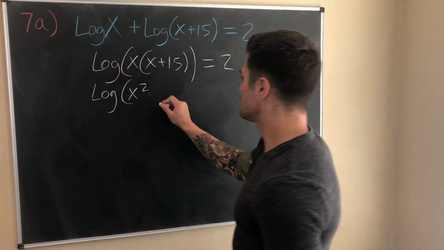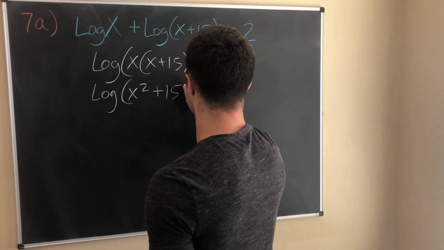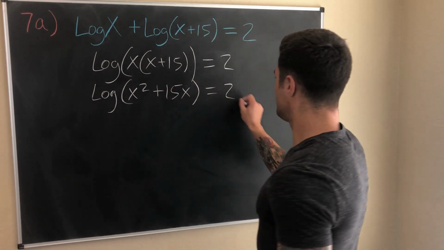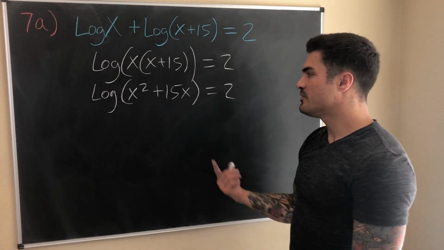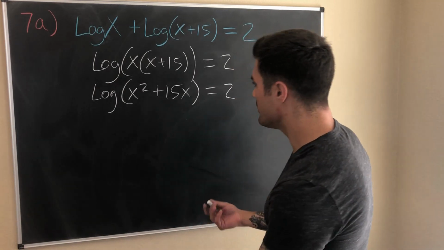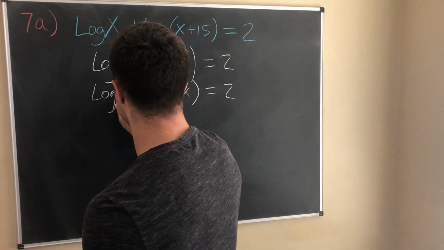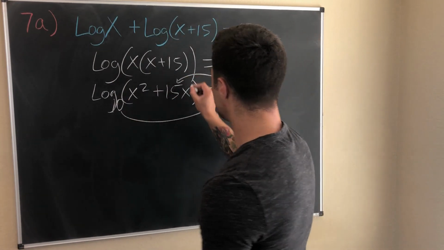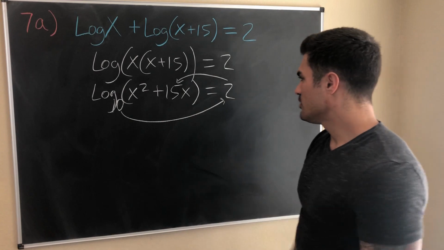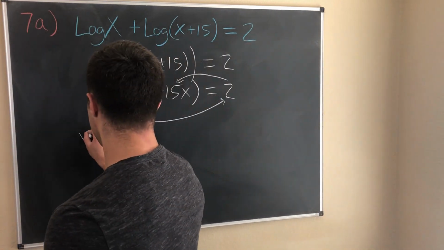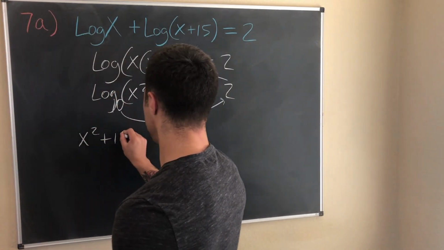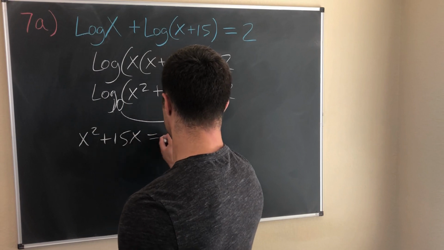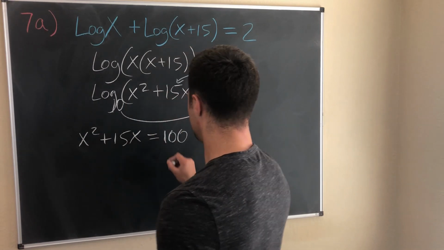This is log of x squared plus 15x equals 2. And you can do a couple different things from here. Raise both sides from a base of 10, or use this little trick with the arrows that I like to do. 10 to the 2nd power equals all this stuff, right? Whatever way you do it, as long as you get to x squared plus 15x equals 100. As long as you get to that, whichever way gets you there.